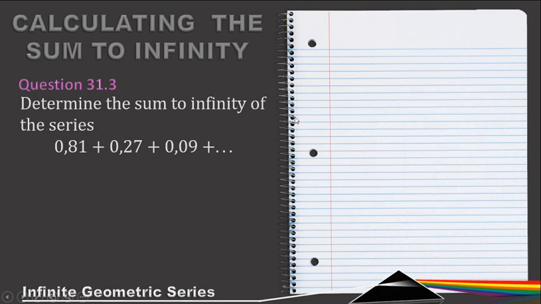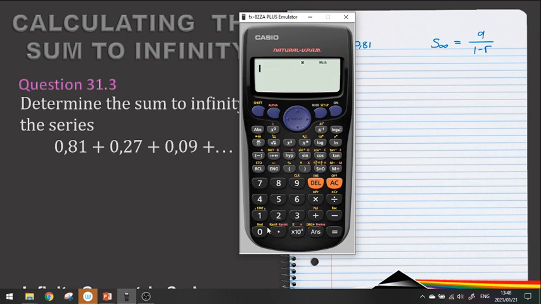Then question 31.3, determine the sum to infinity of the series 0,81 plus 0,27 plus 0,09. Okay, so we have to calculate the sum to infinity, so we write down our formula. Sum to infinity is a over 1 minus r, and we have an a value, in this case, of 0,81, and an r value of 0,27 divided by 0,81, and that gives us a third.